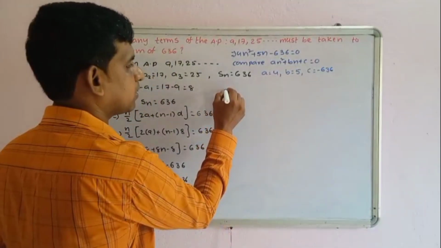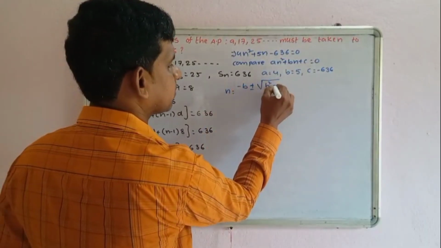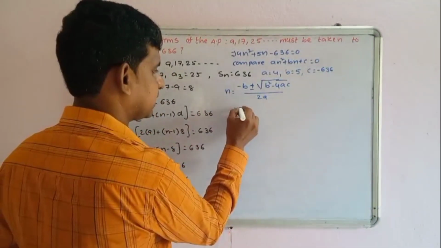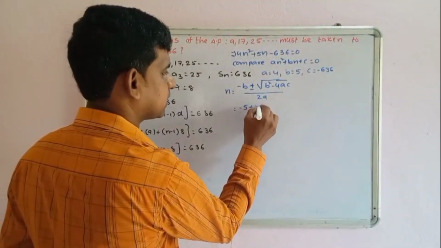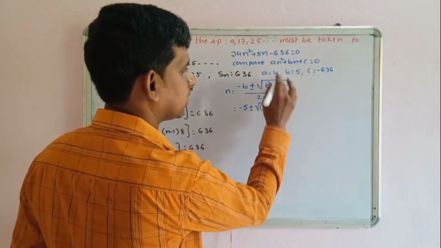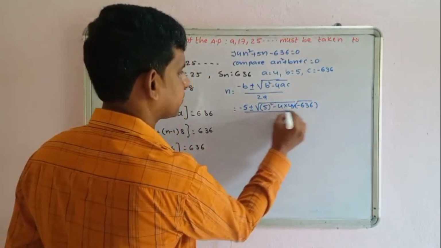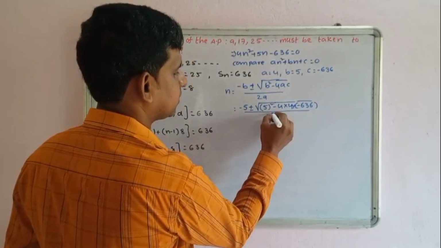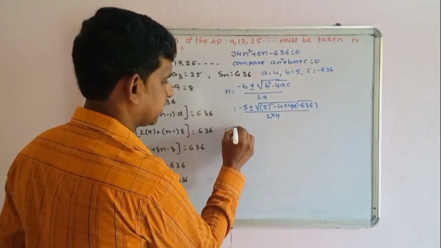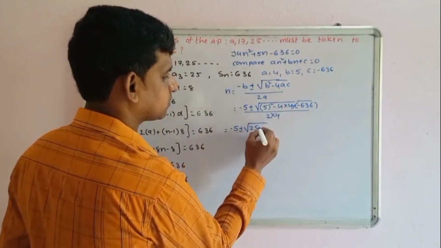Okay, what is the quadratic formula? n equals minus b plus or minus square root of b square minus 4ac, by 2a. Minus b is minus 5, plus or minus square root of b square, b value 5 square, minus 4ac, 4 into a into c value minus 636, by 2a, 2 times the a value 4. So minus 5 plus or minus square root of 5 square value 25. Negative into negative is positive, plus.